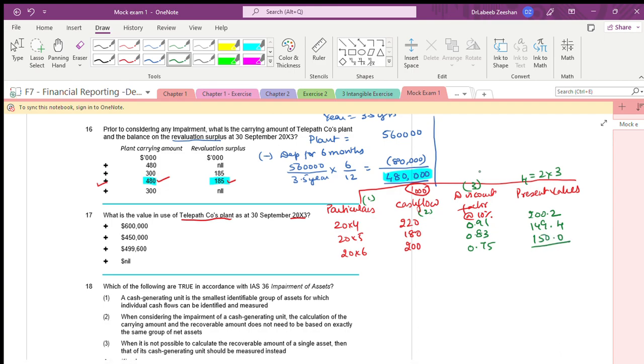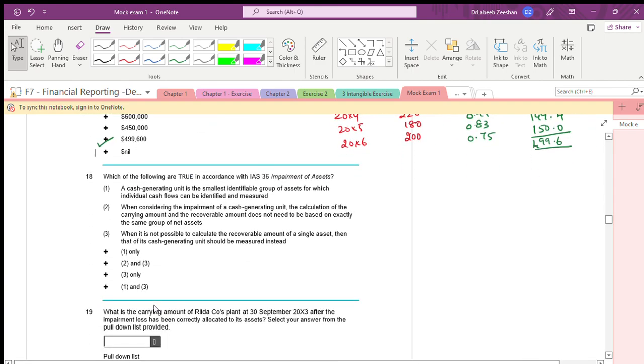Total it. 149.4, 200.2, 150 comes to 499.6. This is in thousands. This is the answer, 499.6. Is it okay? Yes. Next. Any doubt, you ask me, okay?